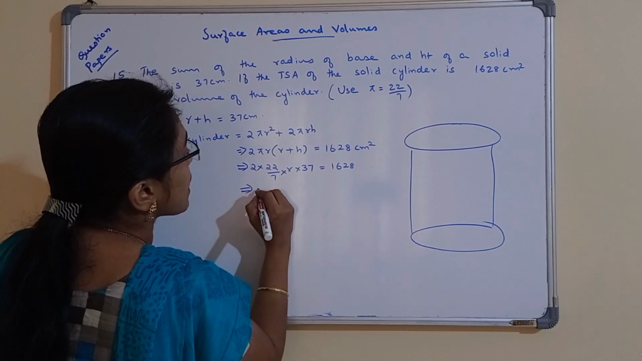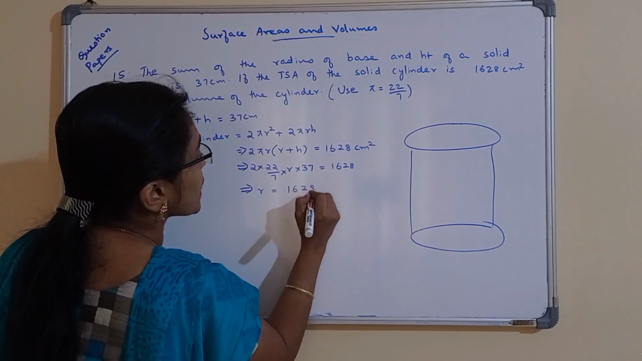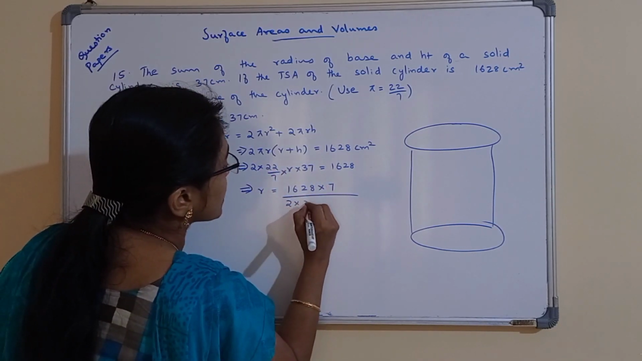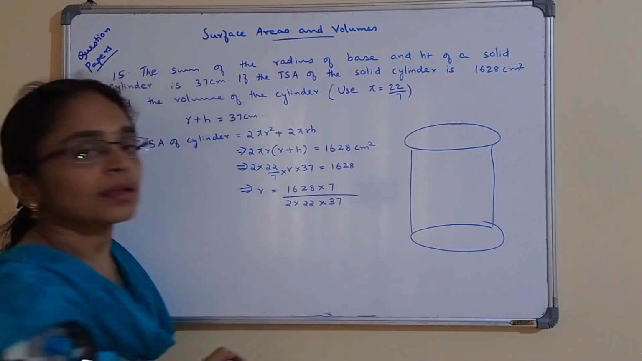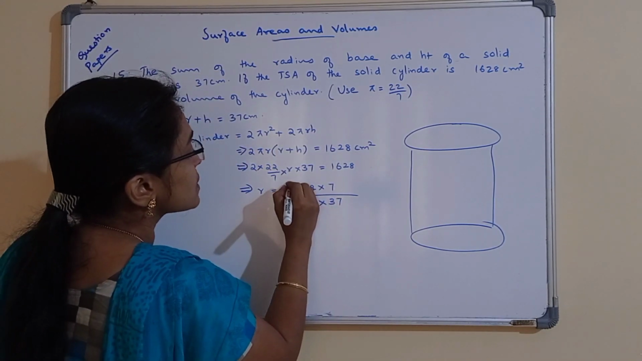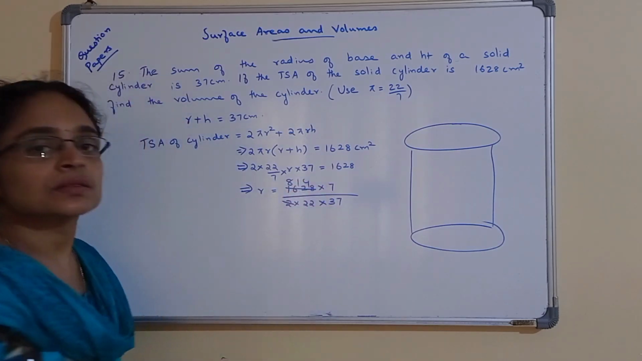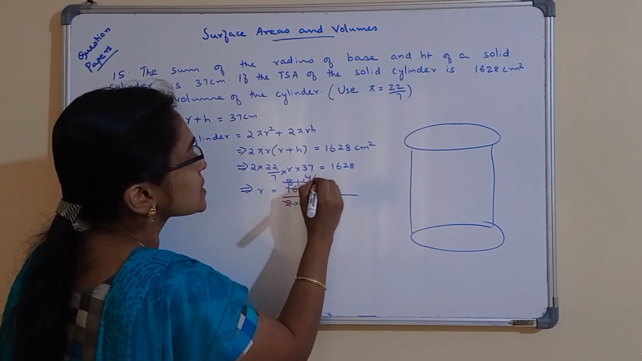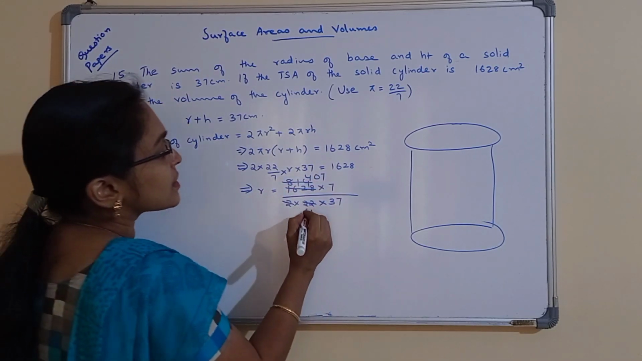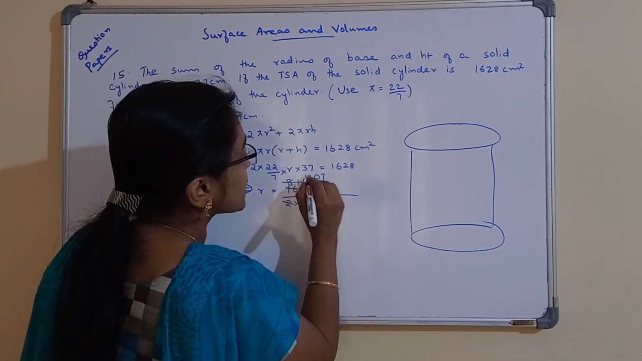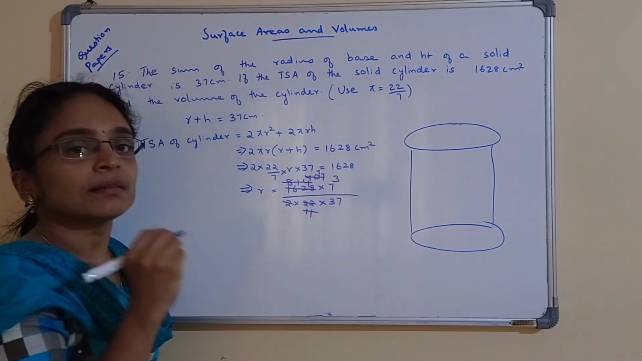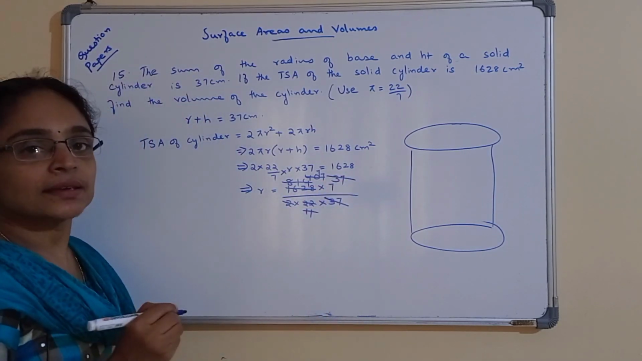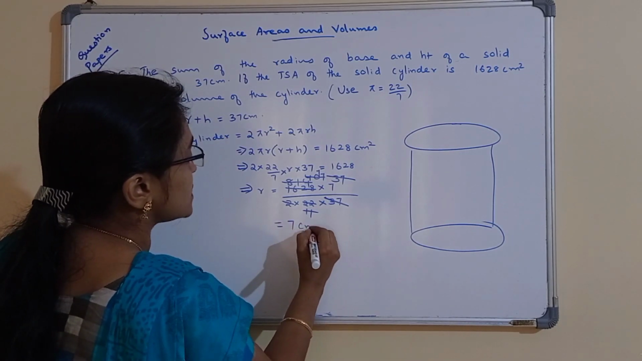This implies r is equal to 1628 into 7 by, all these will come down. So 2 into 22 into 37. Now 2 will go in 1628 814 times, and 2 will again go, so 407, and 11 will go in 40 3 times, then 7 remainder. 77 by 11 is 37. Now 37 and 37 will get cancelled. So R is equal to 7 centimeter.